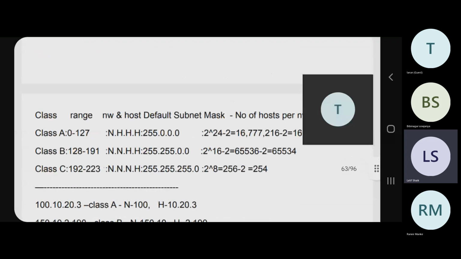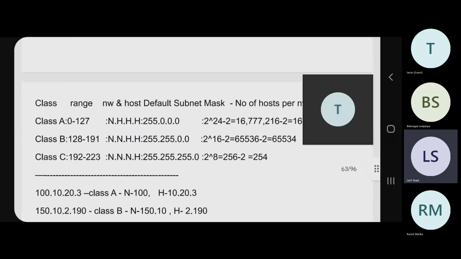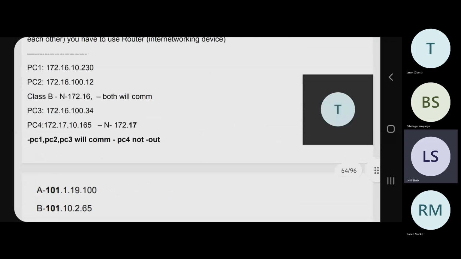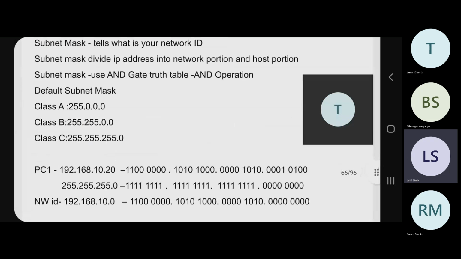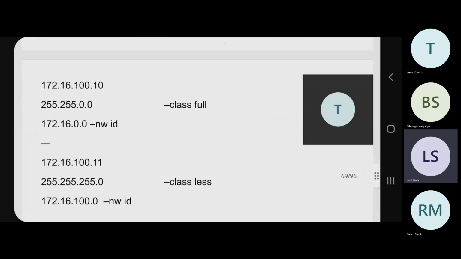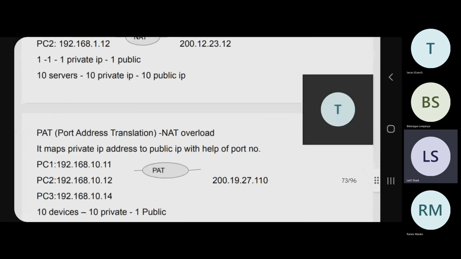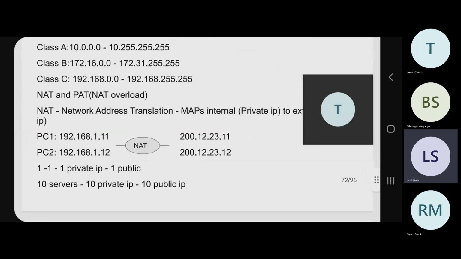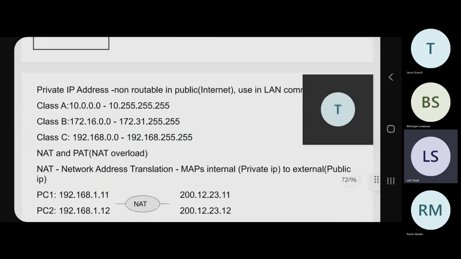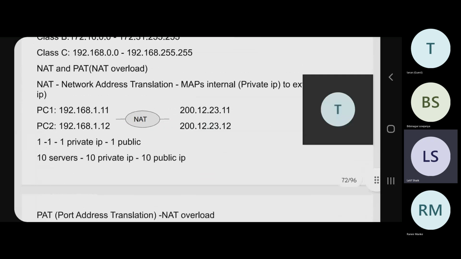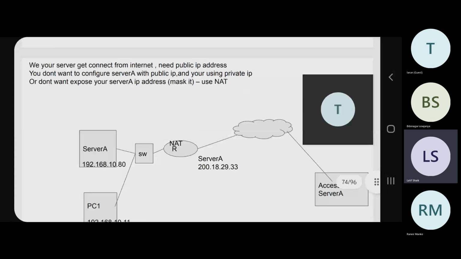How is IPv4 structured? What are its ranges? What is the default subnet mask? How does the subnet mask affect your IP address? That we will also discuss. Next, private IP addresses. What is NAT and PAT? That is also we'll discuss.